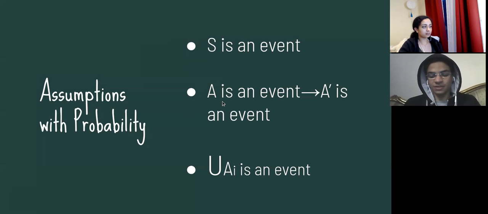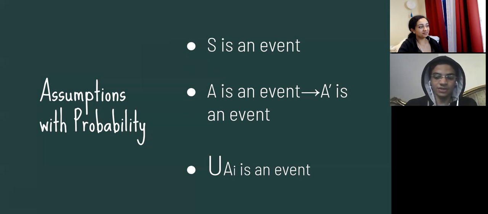The second assumption is that if A is an event, then A dash is an event. You can already see that we're using the set language in here. So A is just the event itself. A dash is the opposite, the event not happening. So if A is an event, then we would assume that A dash is also an event.